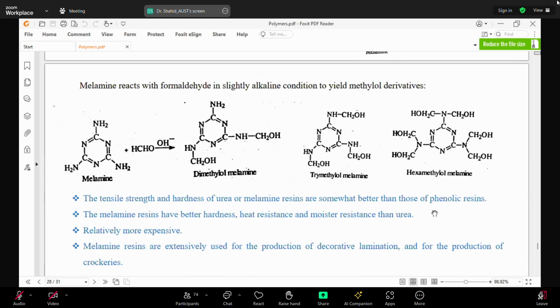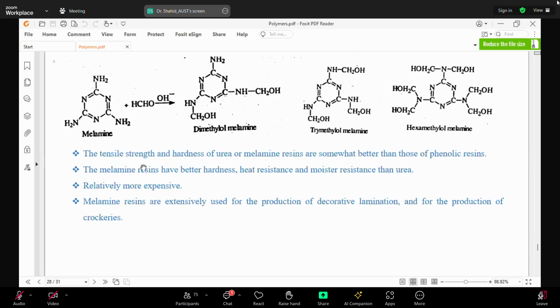Now, melamine reacts with formaldehyde in slightly alkaline condition to yield methylol derivatives. Melamine reacts with formaldehyde under basic conditions to form different types of compounds. By using this reaction, we prepare different types of melamine products or plastic products. The tensile strength and hardness of urea or melamine resin are somewhat better than those of phenolic resin. The melamine resin has better hardness, heat resistance, and moisture resistance than urea.